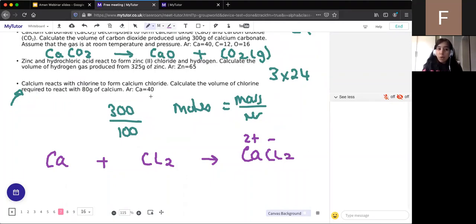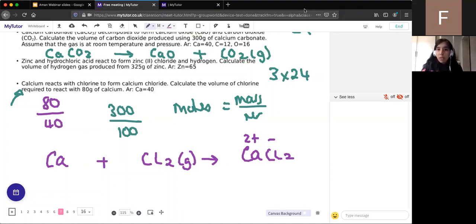Calculate the volume of chlorine, so we know this is our gas, required to react with 80 grams of calcium. So exactly like we did before, we need to calculate the moles of calcium. So the moles of calcium will be the mass divided by the AR of calcium. Calcium has an AR of 40, so it's 80 divided by 40. And remember, you can get the AR from looking at the periodic table.